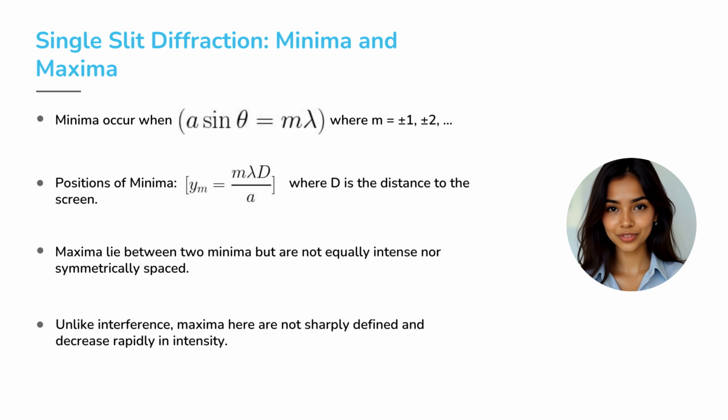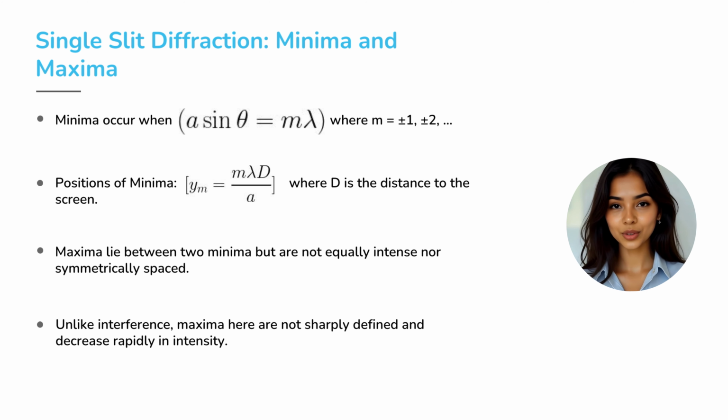The positions of these dark bands on the screen, located at distance d from the slit, can be calculated as y sub m equals m times lambda times d divided by a. This formula tells you exactly where on your screen the minima will appear. Between these minima lie the bright fringes or maxima, but unlike the central peak, they are fainter, uneven in intensity, and spaced unevenly.